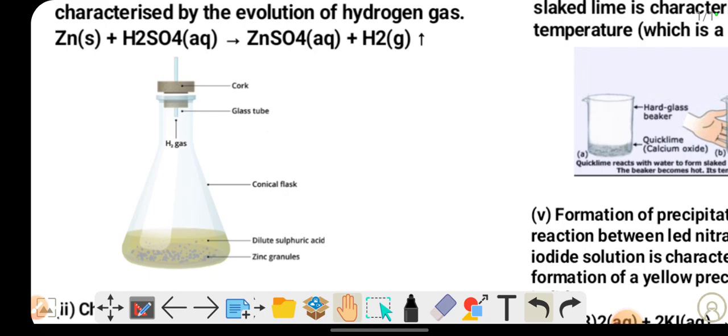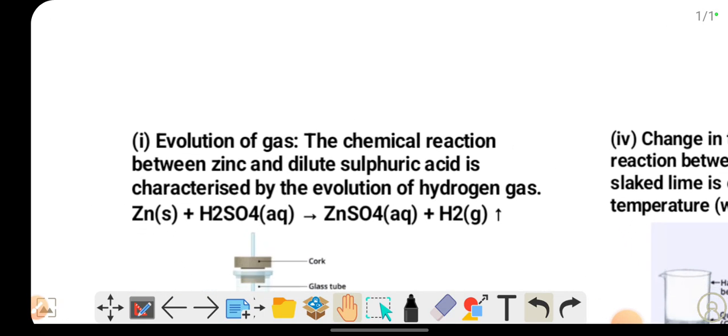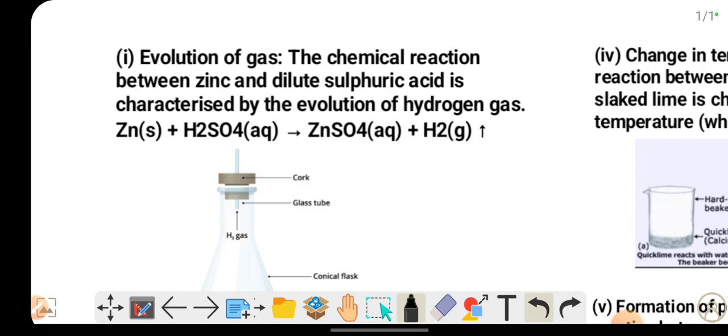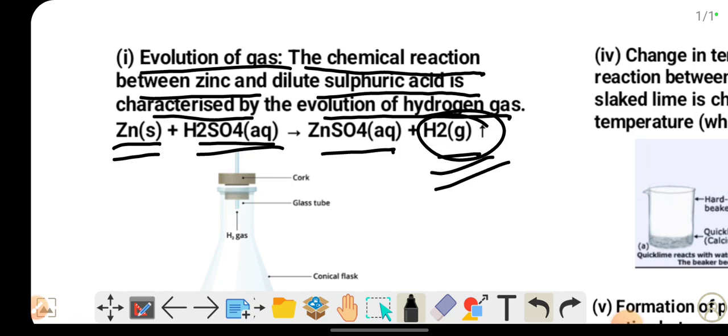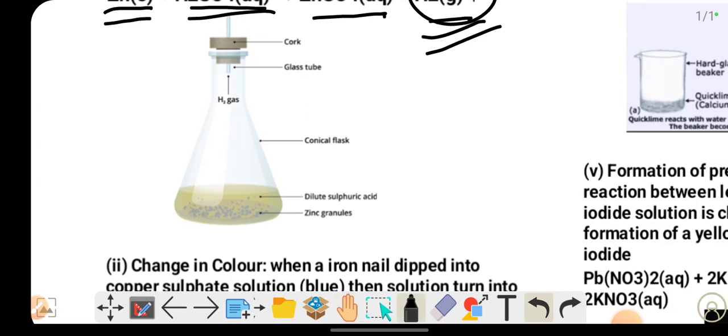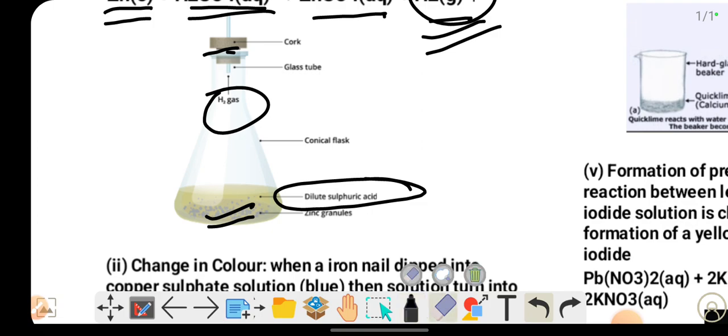This is the first, evolution of gas. Okay, so listen, the chemical reaction between zinc and dilute sulfuric acid is characterized by the evolution of hydrogen gas. Here the zinc granules dissolve in aqueous H2SO4, then zinc sulfate forms and hydrogen gas is evolved. So this is the best example of evolution of gas in a chemical reaction. Okay, this is the diagram. This is a coke and here the zinc granules are put in the dilute sulfuric acid. So there is evolution of hydrogen gas.